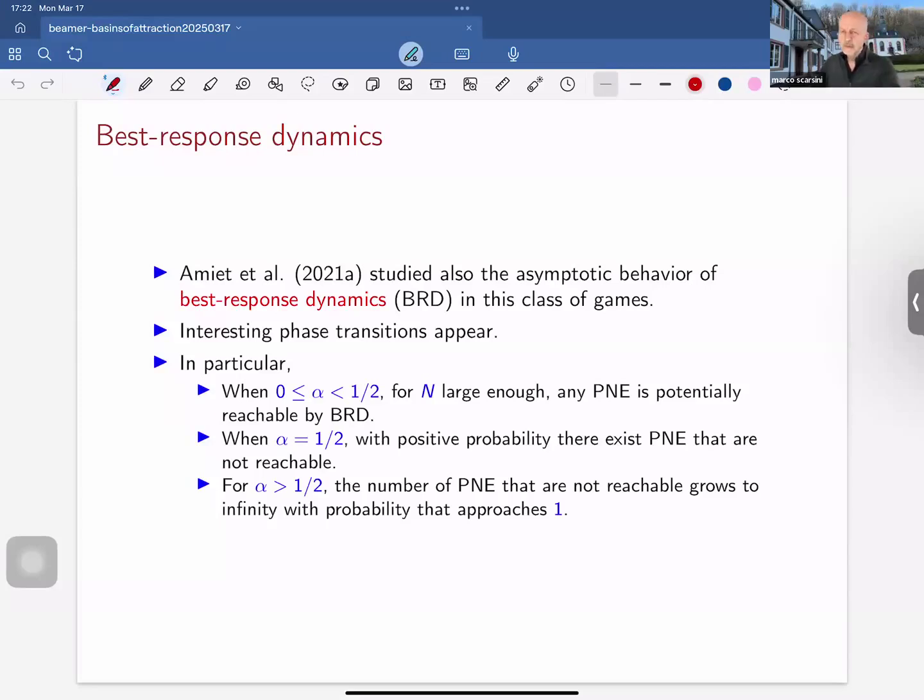So I'm not going to go into the details of this because it's not relevant for what I want to say. But this was the moving from one focus, the number of pure Nash equilibria, to another one, which is the behavior of some dynamics.